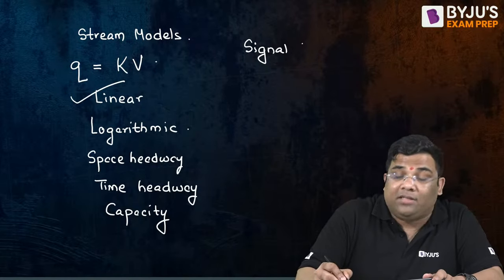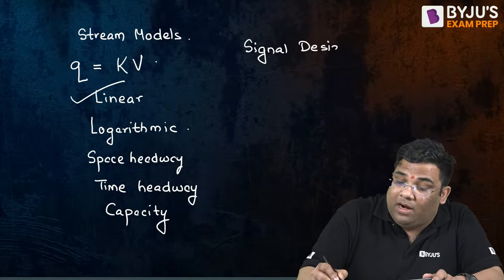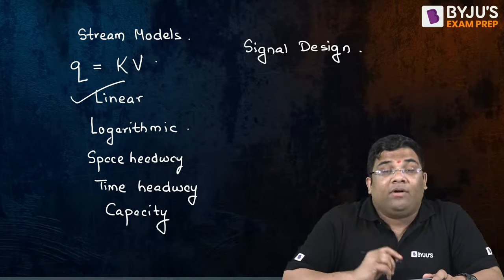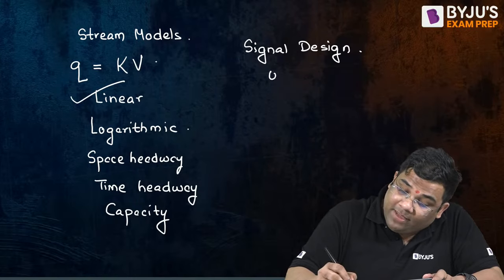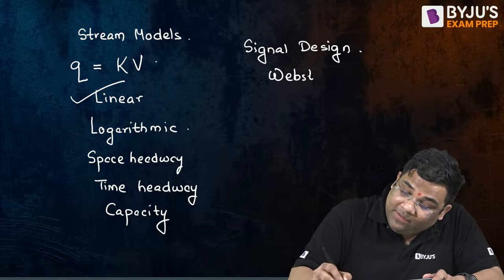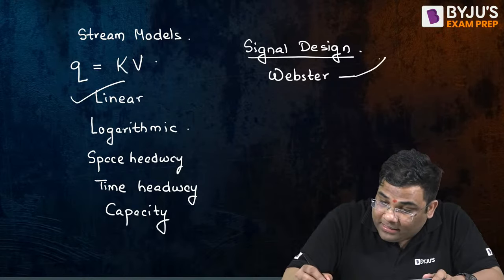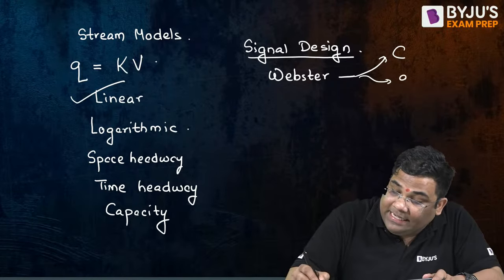And then in signal design, there are many things, right? There are many methods of signal design. You should study only the Webster method. In Webster method, there will be three, four things. One thing is the cycle length. Second is the green time.